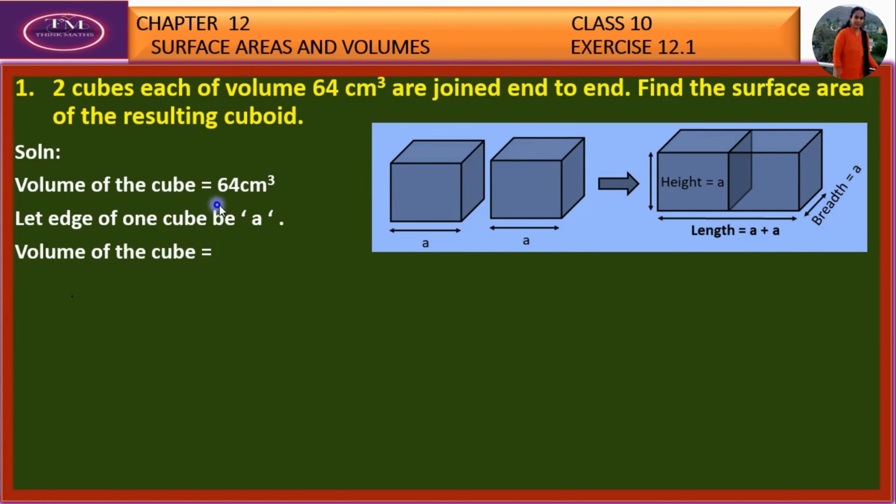Now what is given? The volume of the cube is given as 64 cm cubed. Let us take the edge of one cube as a. What is the formula for the volume of a cube? It is a cubed. So a cubed is the volume of the cube, and it is given as 64 cm cubed. How can we write 64 in terms of a cube? We can write it as 4 cubed.